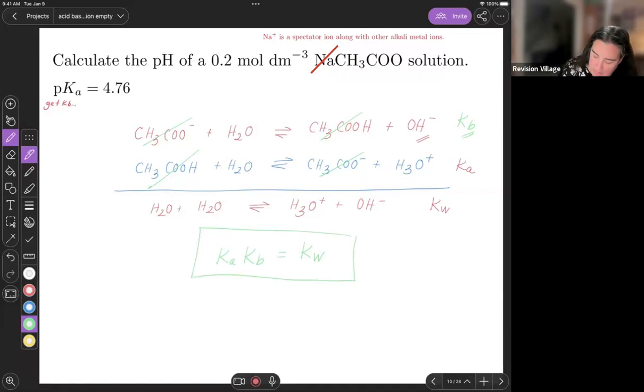This one's not in your data booklet, but it is super handy. It tells me things like the stronger the acid, the weaker its conjugate base.